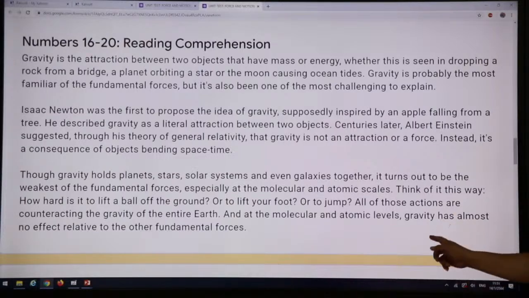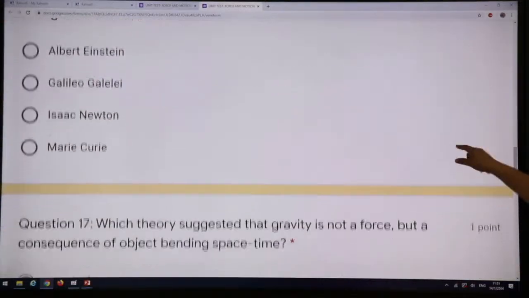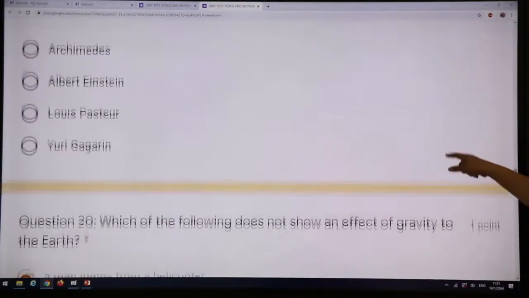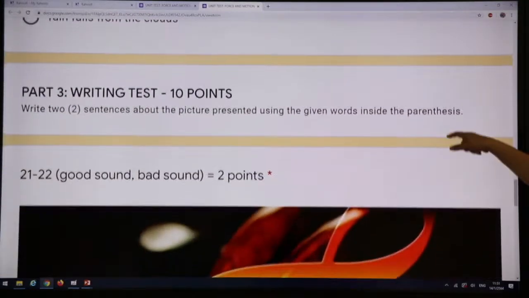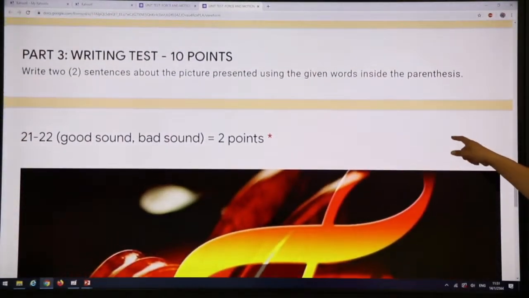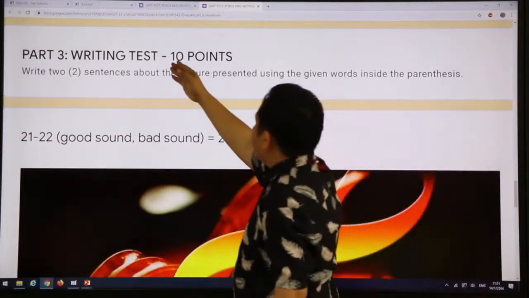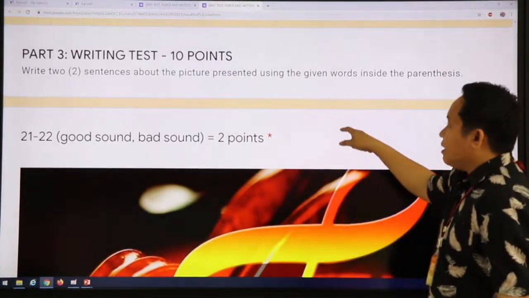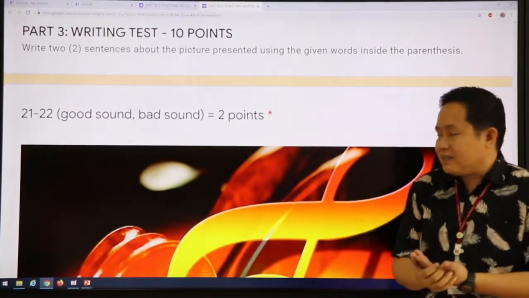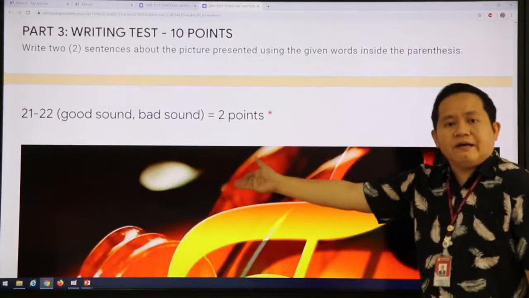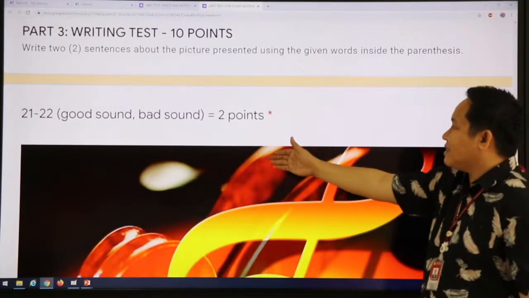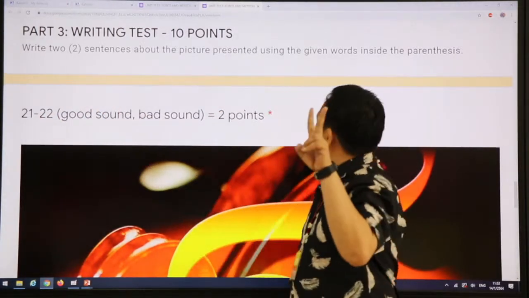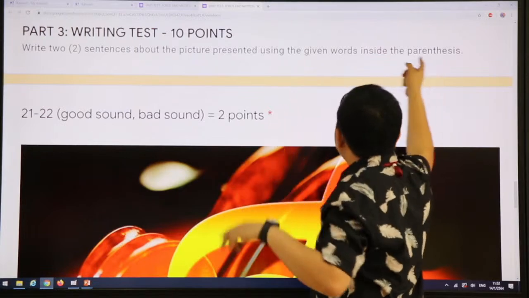Okay, time is up for the reading test. Now we will proceed to the writing test. In the writing test, you are going to write sentences, and there will be 10 points each. For this type of test, you are going to write two sentences about the picture and the concept or topic presented. Example, for numbers 21 and 22, I gave two words inside the parentheses.